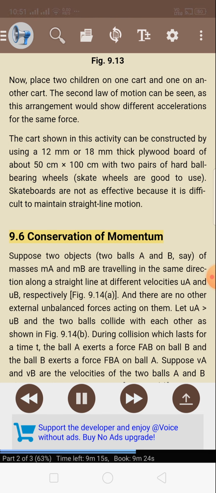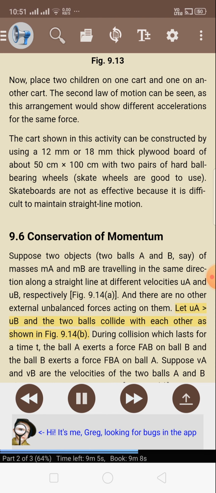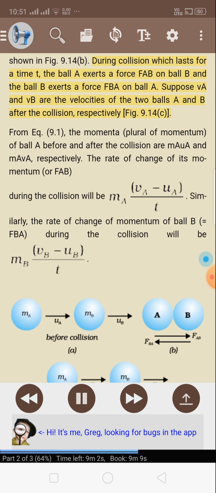9.6 Conservation of momentum. Suppose two objects, two balls A and B, say, of masses mA and mB, are traveling in the same direction along a straight line at different velocities uA and uB, respectively, figure 9.14. And there are no other external unbalanced forces acting on them. Let uA be greater than uB, and the two balls collide with each other as shown in figure 9.14b. During collision, which lasts for a time t, ball A exerts a force FAB on ball B and ball B exerts a force FBA on ball A. Suppose vA and vB are the velocities of the two balls A and B after the collision, respectively, figure 9.14c.